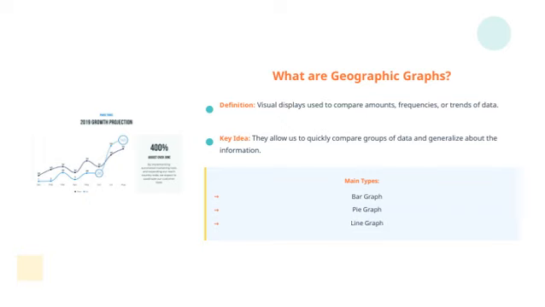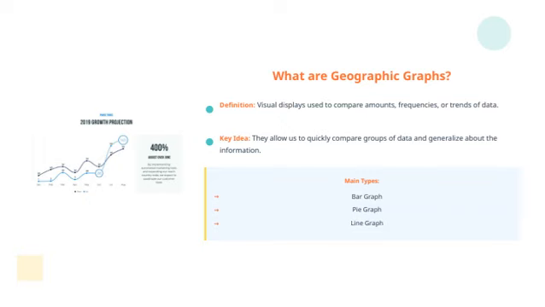The key idea here is that they help us quickly compare groups of data and make generalizations about the information we're analyzing. In essence, these visuals allow us to see patterns and relationships that might be harder to spot just from raw numbers. So, what exactly are these visual displays? They are tools used to compare amounts, frequencies, or trends within data sets, providing a clear and immediate understanding of complex information. Now, let's connect this to geographic graphs.